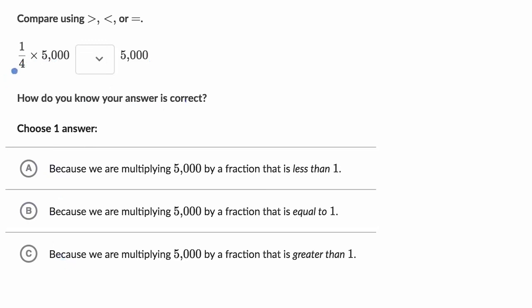Well, one way to think about it, if I'm multiplying 5,000 times some value, that value is going to scale 5,000. It's going to make it smaller or bigger, or in certain cases, might not change the size at all. In fact, the one where you don't change 5,000 is when you multiply it by 1. So 1 times 5,000 is equal to 5,000. But what do you think is going to happen when you multiply a value that is between 0 and 1 times 5,000? Is that going to be greater than, equal to, or less than 5,000?